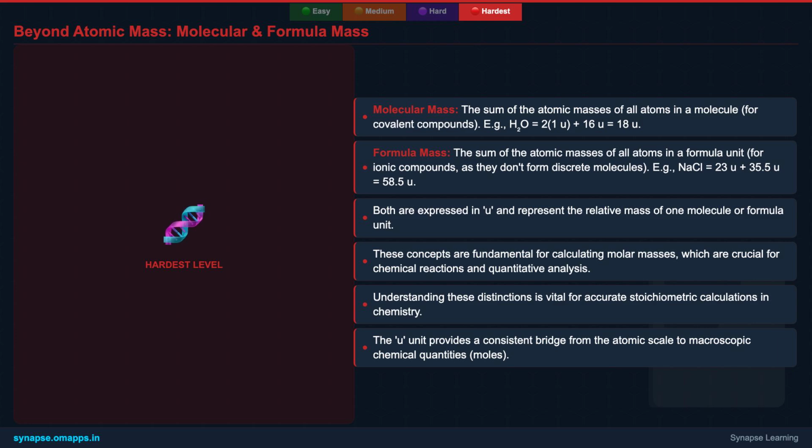Both molecular and formula masses are expressed in u and are fundamental for bridging the gap between the microscopic world of atoms and the macroscopic quantities we measure in the lab. They are the building blocks for understanding the mole concept and performing accurate stoichiometric calculations, which are central to all of chemistry and chemical engineering.